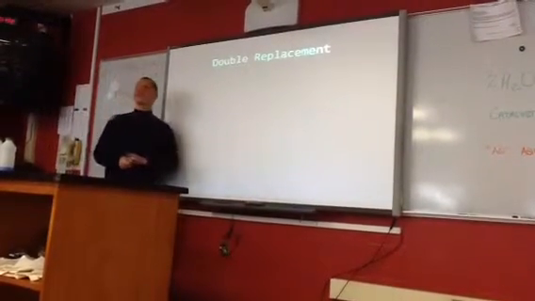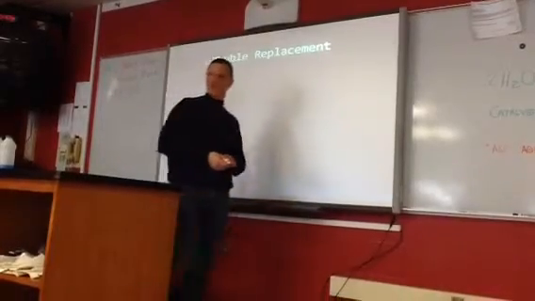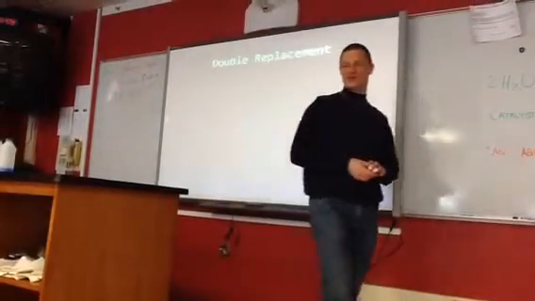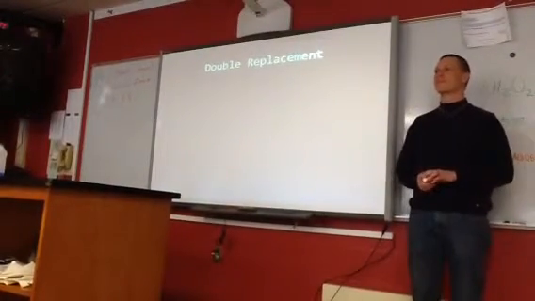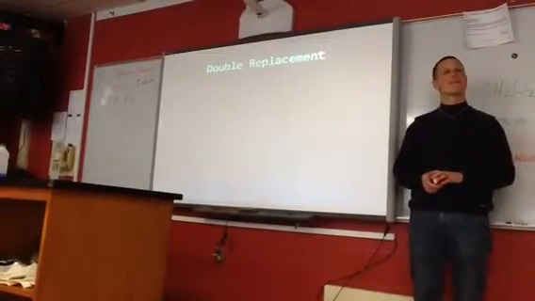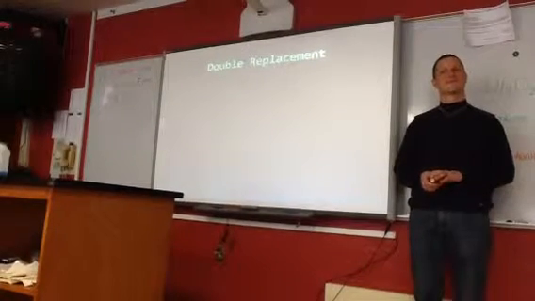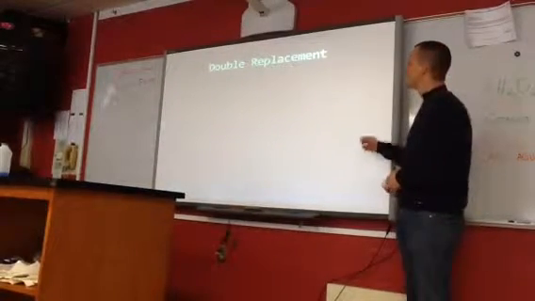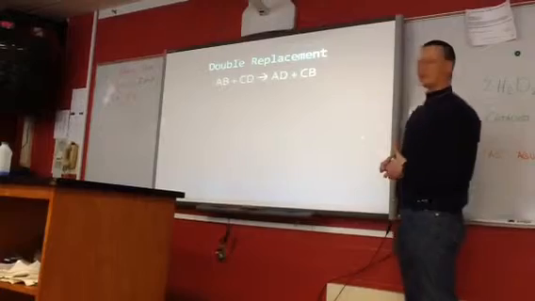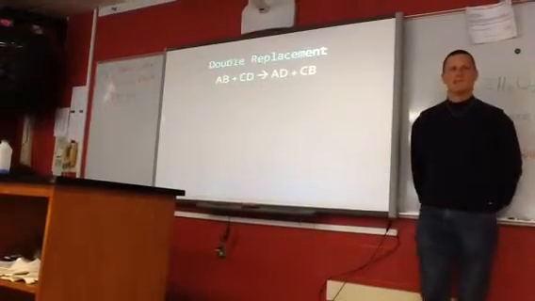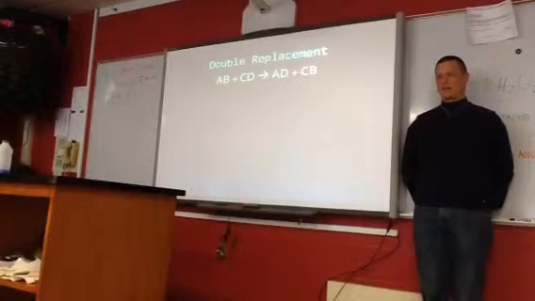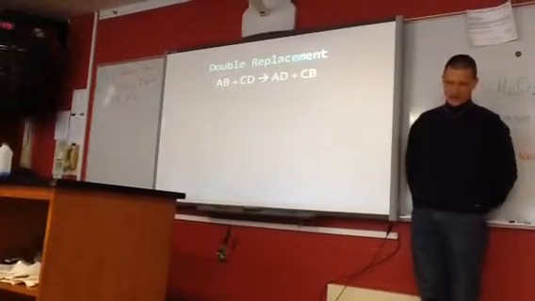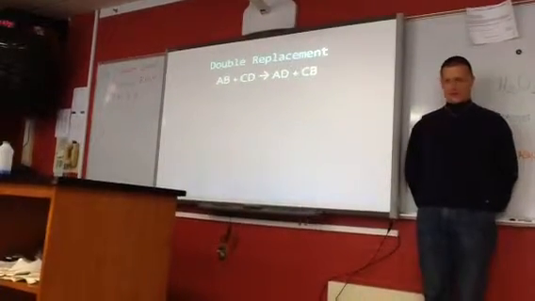All right, so the first one is one that you've done before in this class. It's the double replacement reaction. The pattern for a double replacement reaction looks like this. I've got A's, B's, C's, and D's, just as generic symbols for ions.